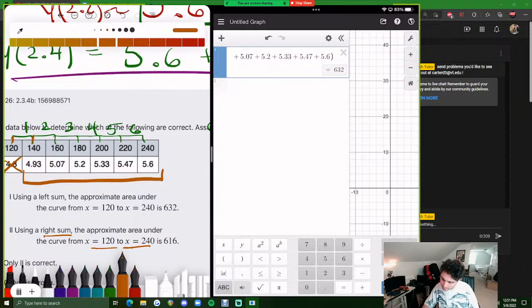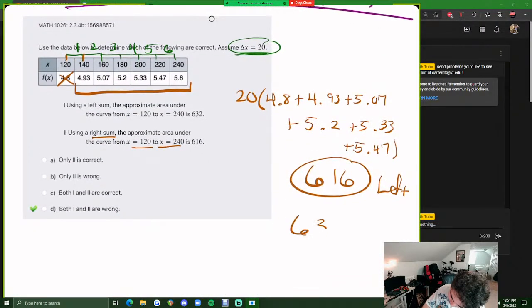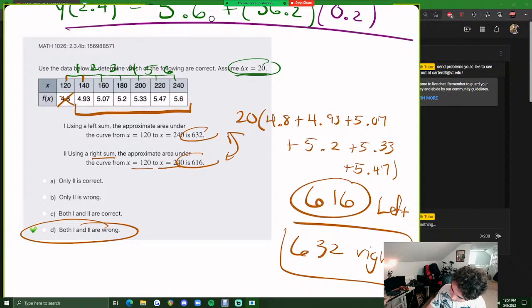See how we just barely changed what we typed in, because really the only difference is that the left sum uses the leftmost endpoint and the right sum uses the rightmost, and not the other way around. So 632 is the result of the right sum. And so we do see these values, but they've flip-flopped them from what should be right. And so both 1 and 2 are incorrect.